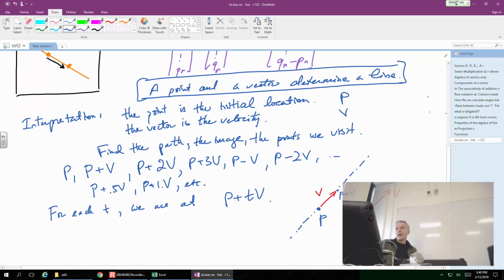So in other words, I'm talking about the multiples of v. Any multiple of v is how far we went, right? How far we've gone since we were at point p, forward or backwards. Okay, so if this is not quite there yet, let's make a picture.